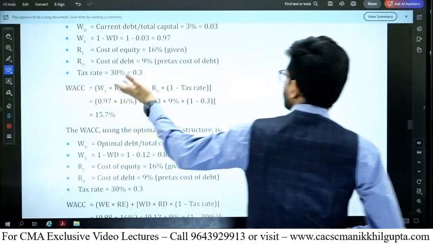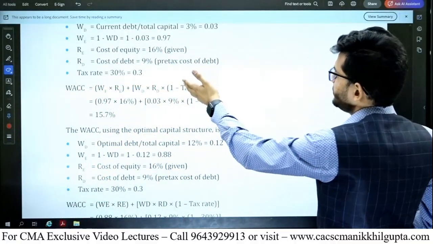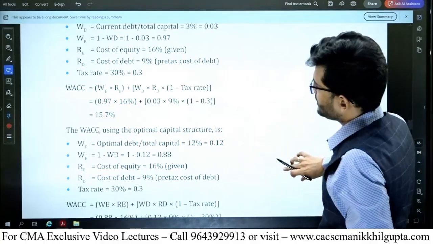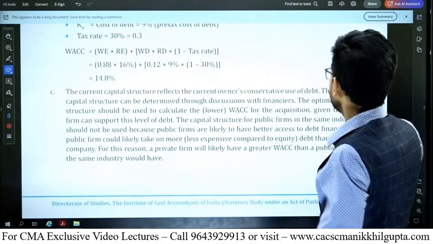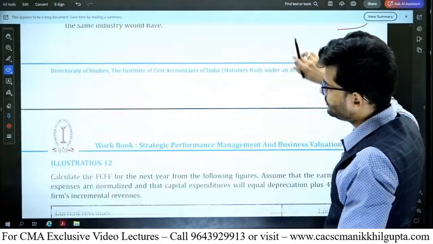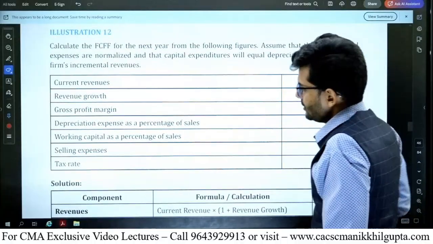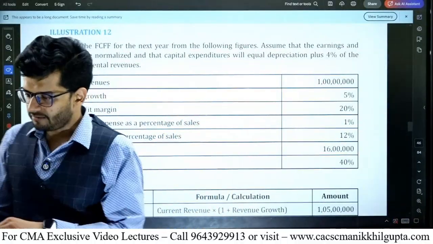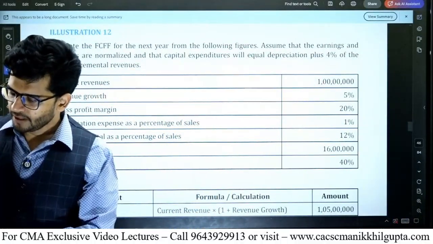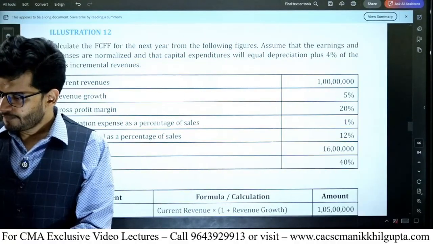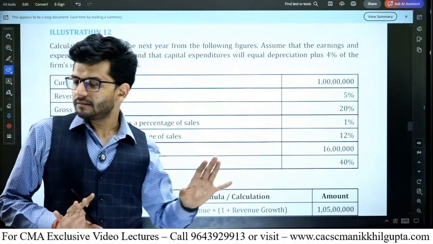Same formula, guys. Weight of equity multiplied by rate of equity, plus weight of debt multiplied by rate of debt multiplied by 1 minus tax rate. That's how. And this is the conclusion which we are required to read. Okay, got it? Illustration number 12. Illustration number 12 is again a calculation based question, guys.